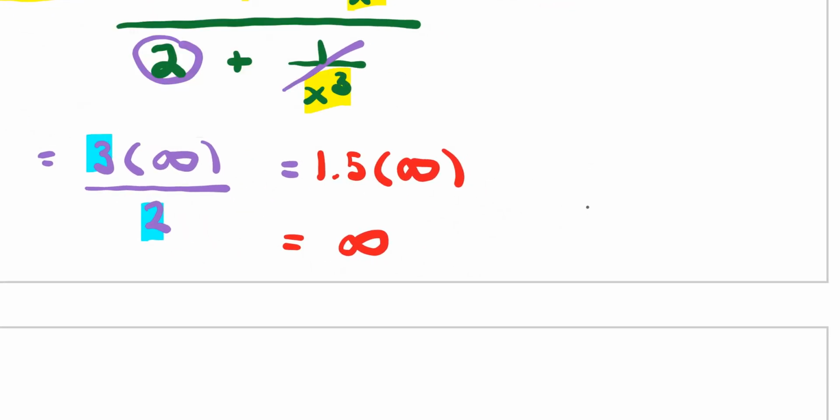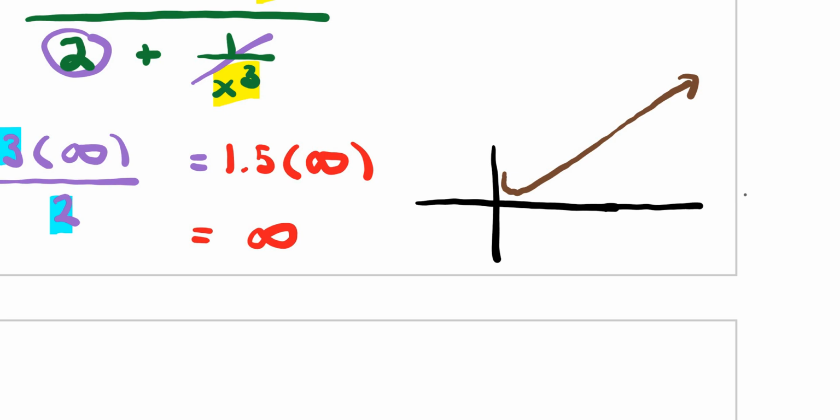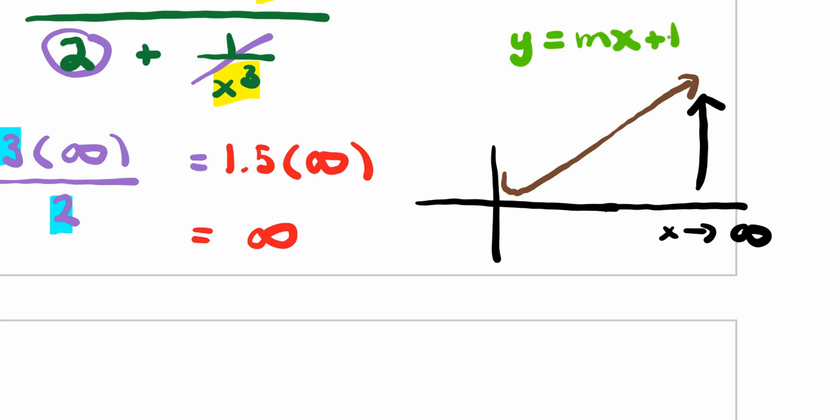Okay, so that's your special case, and as I touched upon at the start of this video, this kind of graph behaves in a way that if you go forever to the right, the graph is just shooting up. So when x goes to infinity, this graph is just shooting straight up. This is also very similar to things like y equals mx plus b: if you have a positive slope and go forever to the right, the graph is just going straight up. So that's what's happening with this particular graph.